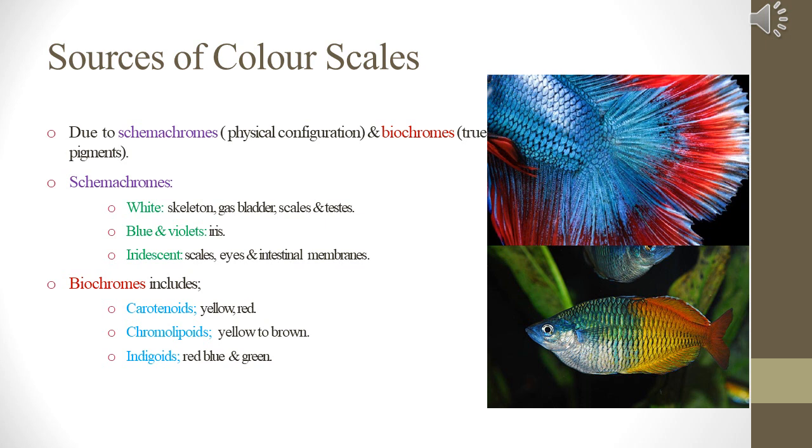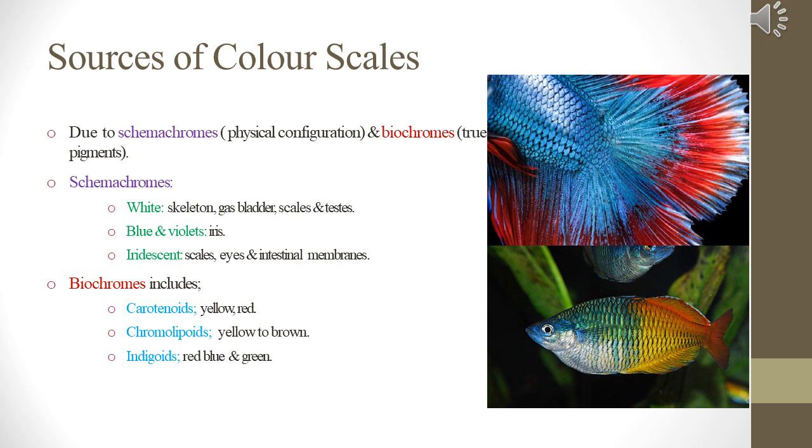Now, how many types of schemochromes are present? They are mostly present in white, blue and violet, and iridescent colors. White is mostly present in the skeleton, gas bladder, scales and testes. Blue and violet colors are present in the iris. And iridescent colors are present in scales, eyes, and intestinal membranes.